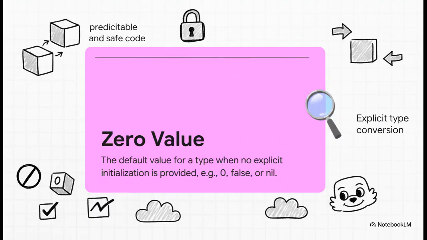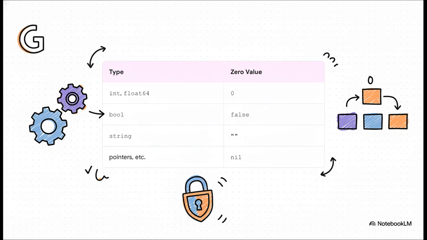Okay, but what happens if you declare a variable but don't actually give it a value, right? In a lot of languages, that's a recipe for disaster. The variable could be holding onto some random piece of memory junk, which leads to all sorts of weird bugs. But Go has a really elegant solution for this. It's called the zero value. And it's exactly what it sounds like. Every single variable in Go starts from 0.